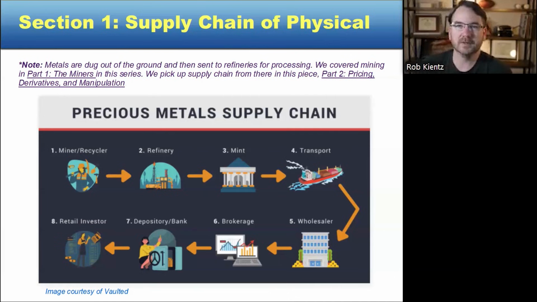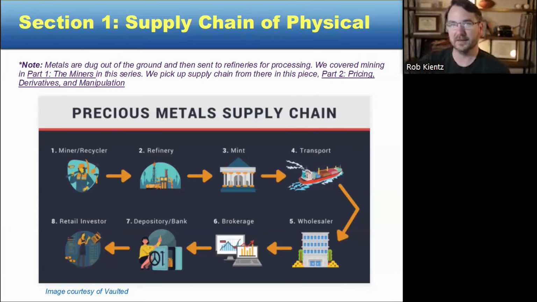Just be aware this is generally all the players or most of the players that you would see, and just get an idea of how many hops it has to do. It has to take the gold and silver to go from ore to a processed product to minted to a wholesaler to eventually get to you.